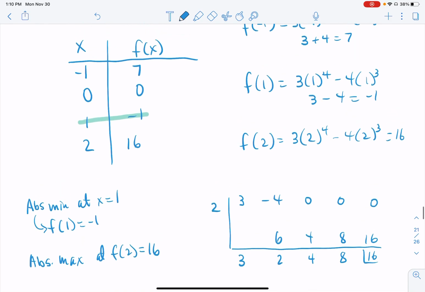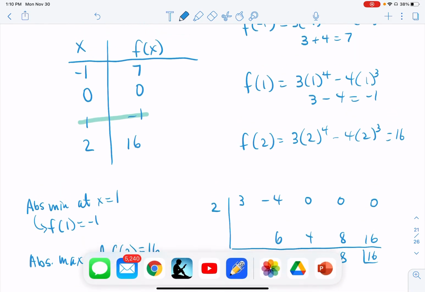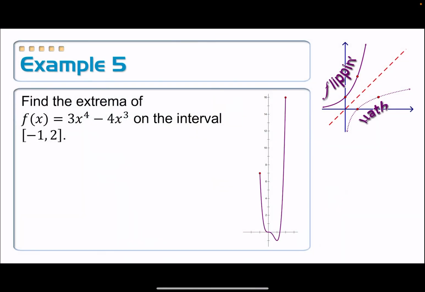Let's take a look at what this stuff looks like on the graph, shall we? So voila, and we can see here are our endpoints. This one was at 7, this one was at 16. And we did have a critical number here at 0. We had another critical number here at 1. Here's our absolute minimum point down here at 1. And then our absolute maximum happened at that endpoint.